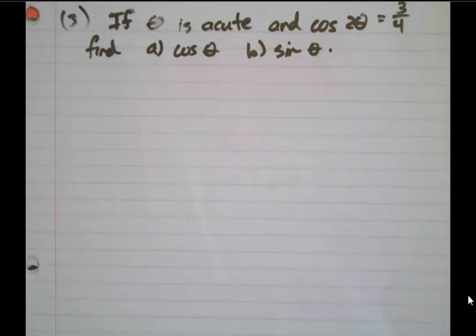All right, for the third example, we have if theta is acute and cosine 2 theta equals 3/4, find cosine theta and sine theta. So we're given cosine 2 theta, so we have to decide which of the double angle formulas would make sense here. And in this case, the one that has cosine 2 theta and cosine theta by itself with constants would be the one we would use.